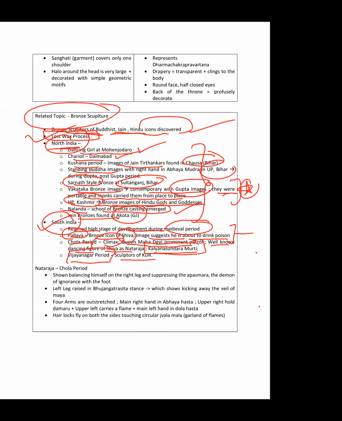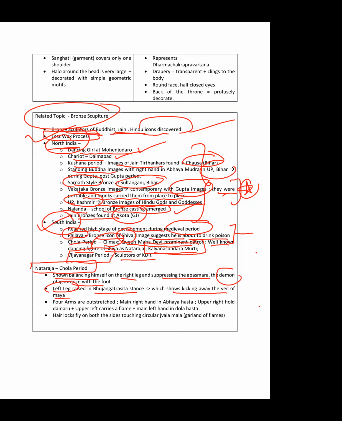The most prominent development is the Nataraj image in the Chola period, right? So this is depicted here: Lord Shiva is shown balancing himself on the right leg and suppressing the apasmara, the demon of ignorance, with his foot. Left leg raised in this stance, which shows the kicking away of the veil of Maya, right?